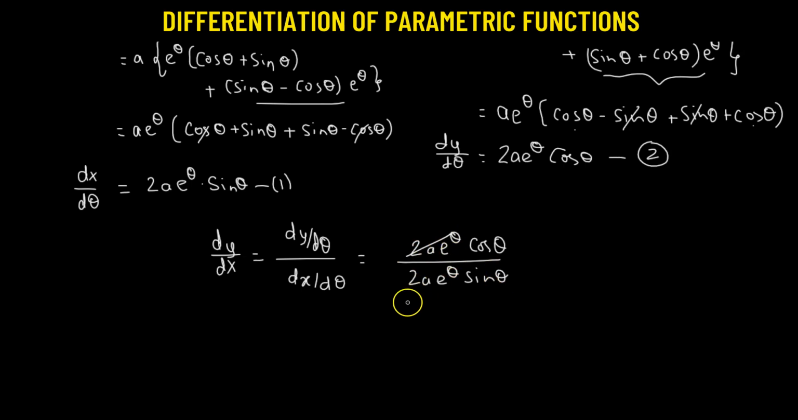So 2a e raised to the power of theta gets cancelled out. We are left with cosine over sine, and this ratio is simply the cotangent of theta. Therefore, we have finally obtained the value of the derivative of y with respect to x. This is equal to cotangent of theta.